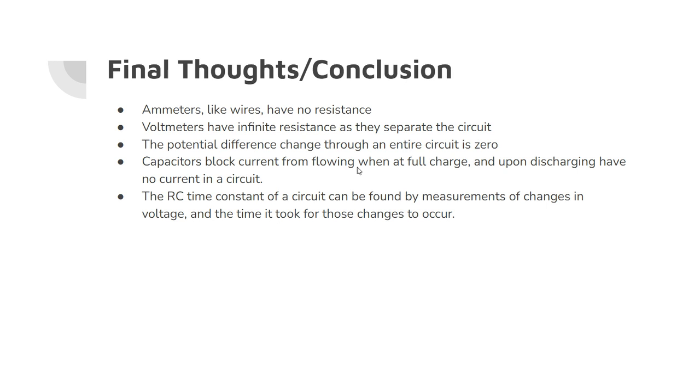Capacitors block the current from flowing through them at full charge. When they are discharged, no current flows through them. And we could solve for an RC time constant by simply measuring the change in voltage and the time that it takes for that change of voltage to occur.